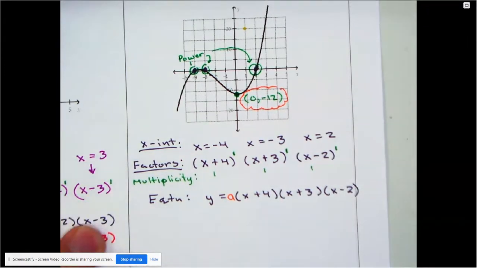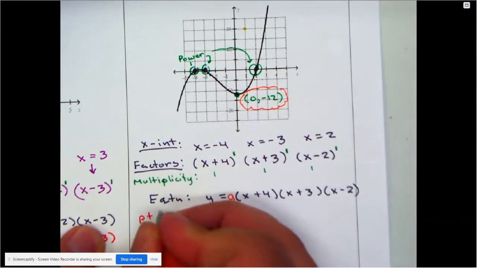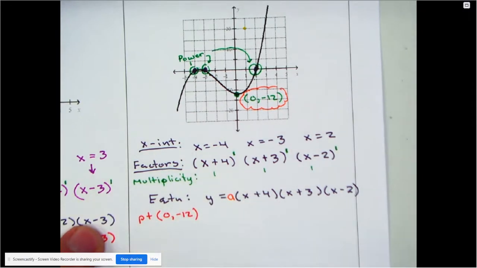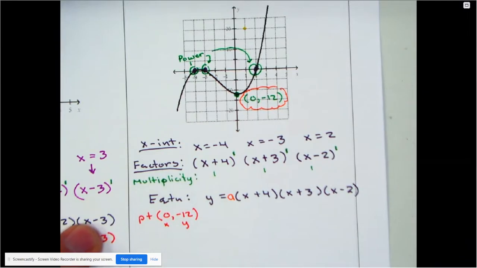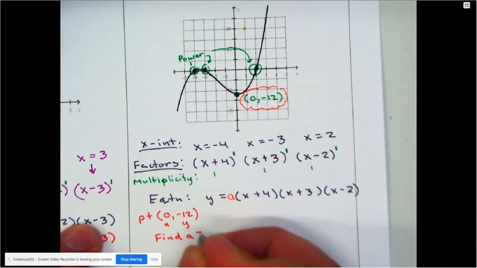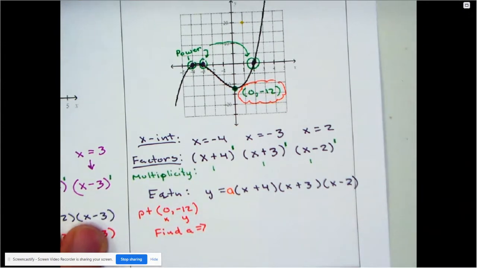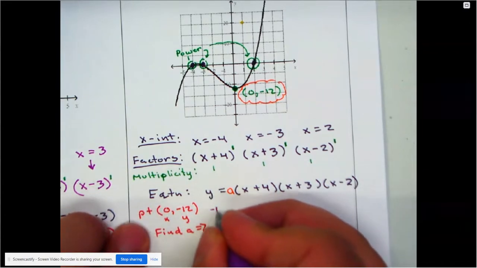And the only point that they gave you to help you find that, the point they gave me for this one was (0, -12). Again, it could be any random point. There's the x, there's the y. So of course, we're going to find the a, just like we mentioned earlier. So here's the work for finding the a. It says y, well then I'm going to plug in a negative 12.